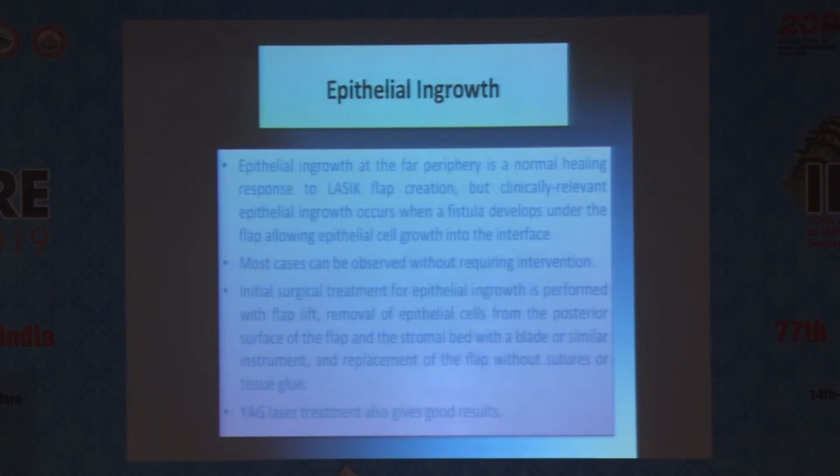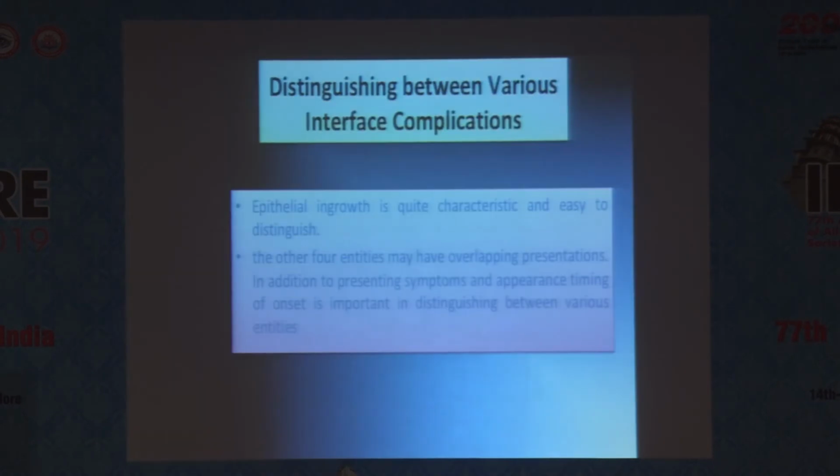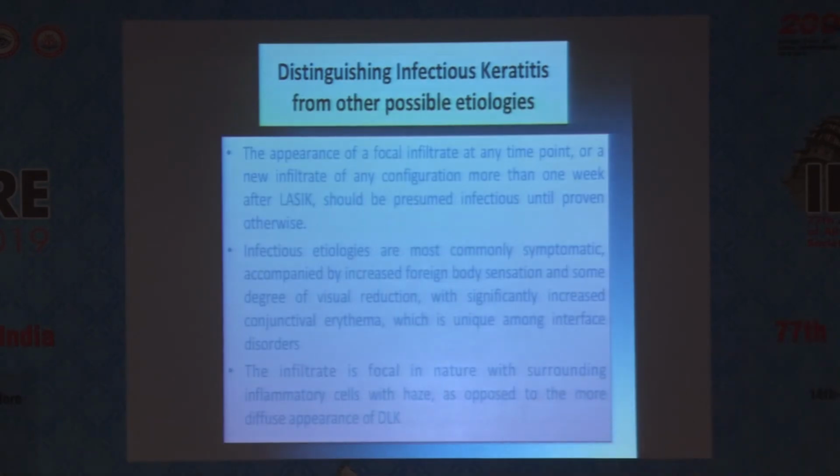Epithelial downgrowth is easy to identify, and it is treated with a flap lift by removing the epithelial cells. And lastly, you can also use YAG laser to treat epithelial downgrowth.